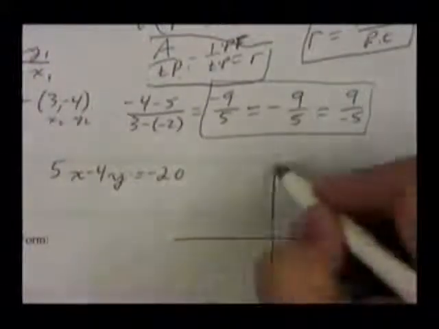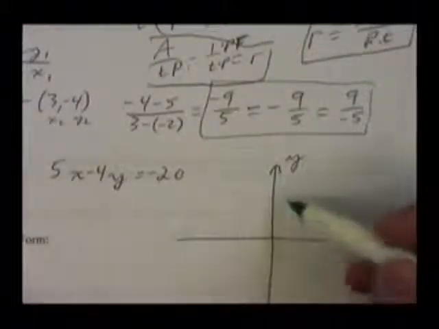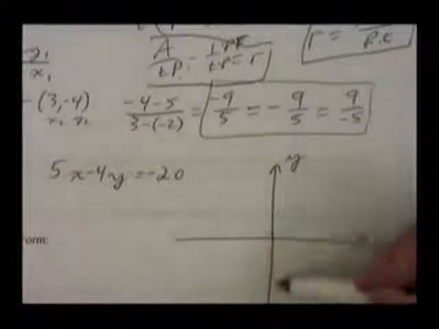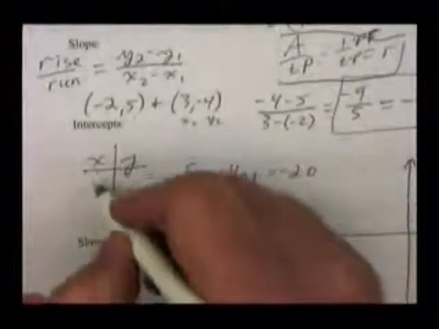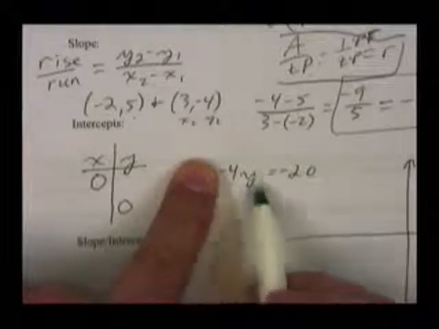so here's our graph, here's our x-axis, and here's our y-axis. Everywhere on the x-axis, your y value is 0. Everywhere on the y-axis, your x value is 0. So what we're going to do is take 0 and put it in for x and for y, and that's going to tell us what our two intercepts are. So if we put in a 0 for x, that means this term is gone, and we get -4y equals -20. If I divide both sides by -4, I get y equals 5.